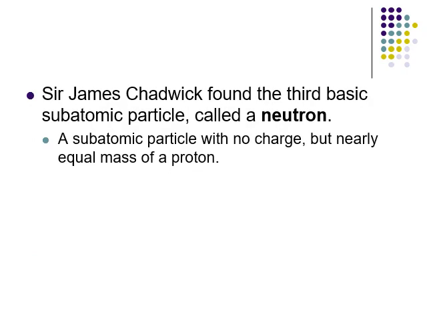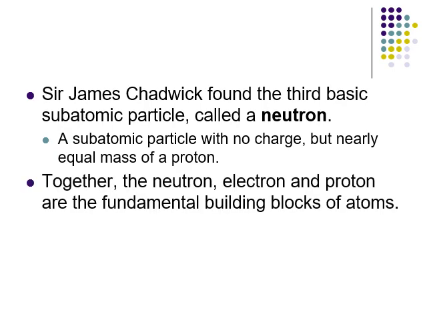Finally, in the 20th century, Sir James Chadwick found the third basic subatomic particle called a neutron. This was discovered much later because the neutron is a wily little bugger. The neutron has no charge, which is why we had trouble finding it. It's about the same size as a proton, and what we're going to find out is that it's actually located with the protons. So neutrons were kind of hiding amongst the protons. But together, the neutron, proton, and electron make up the building blocks of atoms.